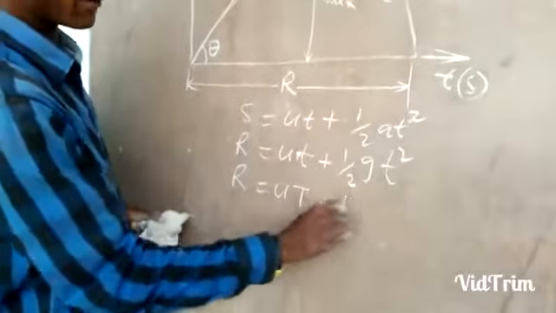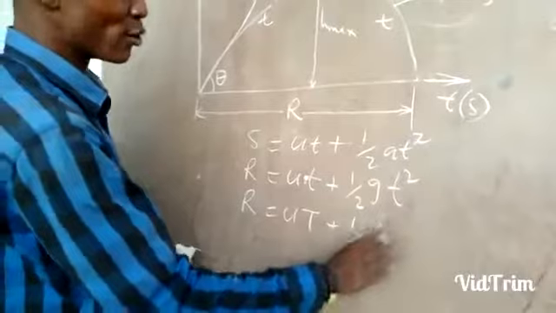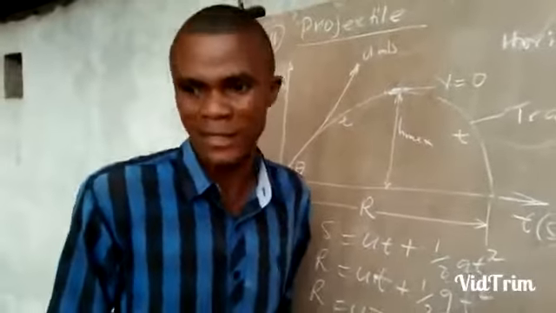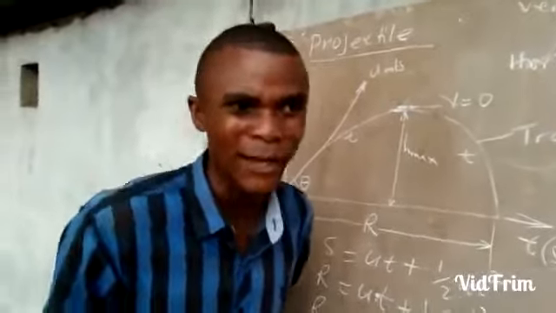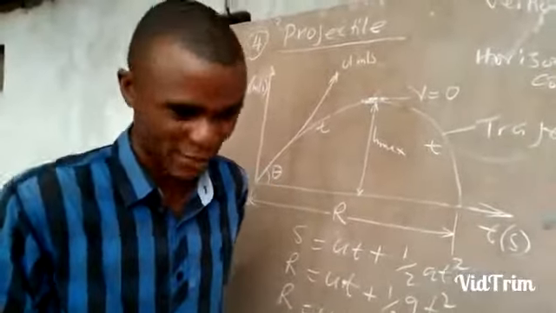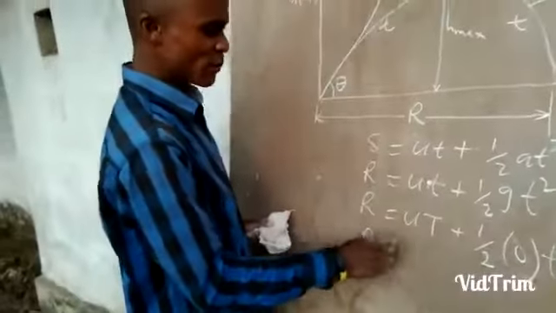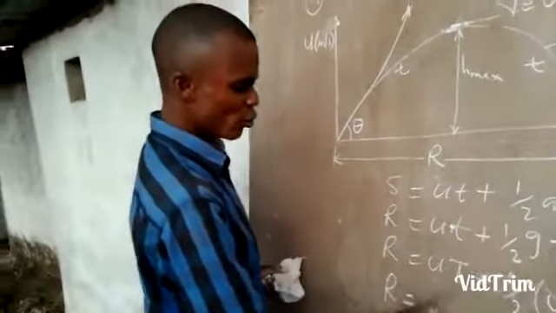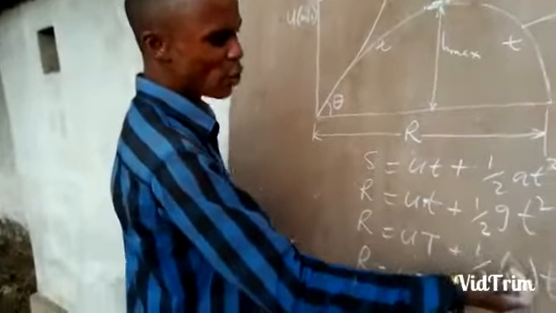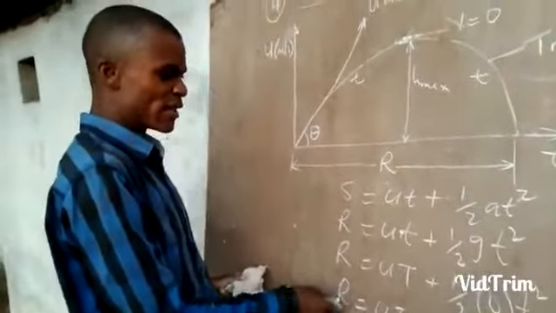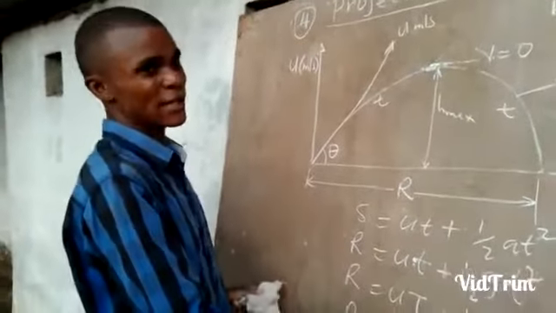Then we have plus half. G becomes 0. Why? Because there is no gravity on the ground. It is acceleration that we have, and we have t squared here. So the range becomes ut. Half times 0 times t squared, everything is 0. 0 plus ut is ut. So the range is equal to ut, capital T.